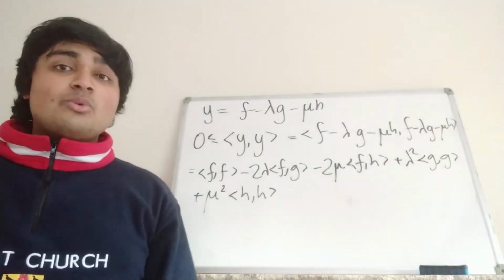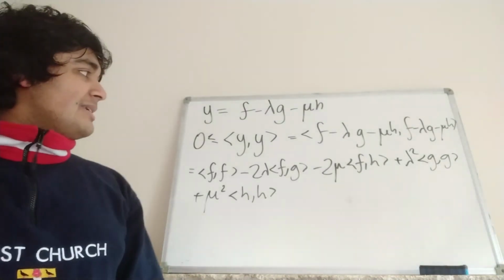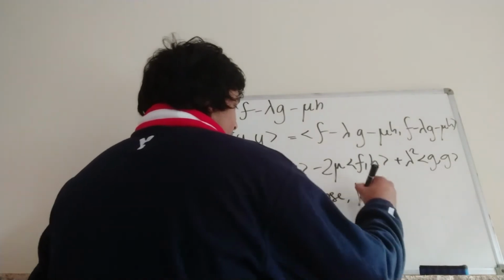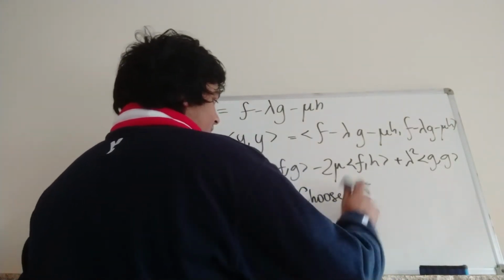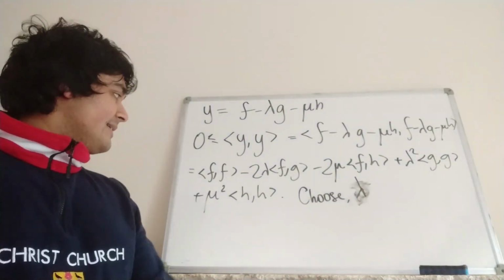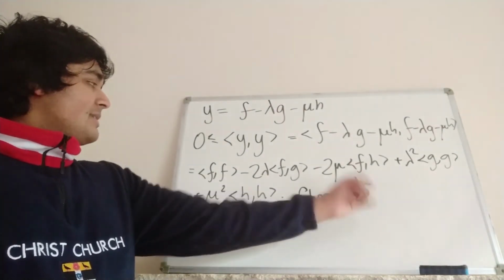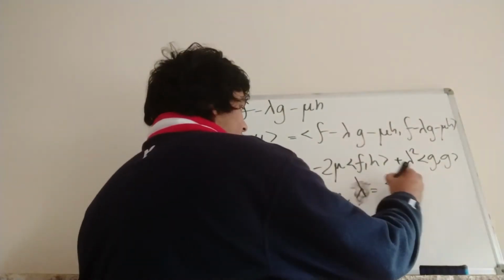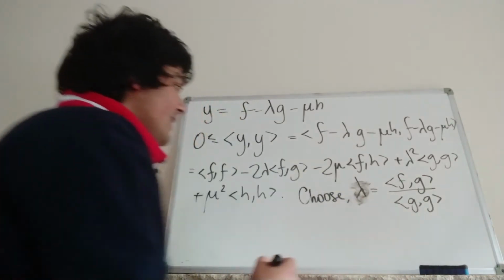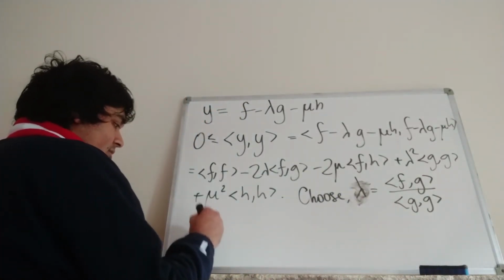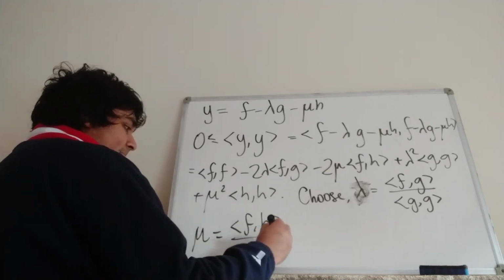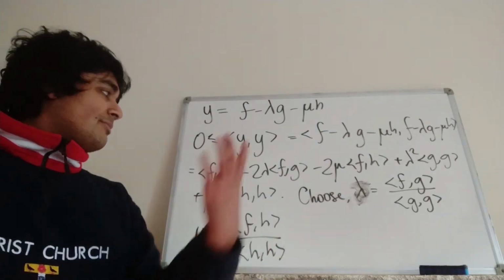And remember, lambda and mu, we're free to choose. Okay, so what I'm going to do is simply choose lambda, because obviously we're free to choose lambda and mu, and we want to get to our inequality. So we're going to choose lambda to be equal to fg divided by gg. Okay, and we're going to choose mu to be equal to fh divided by hh. Okay, like so.